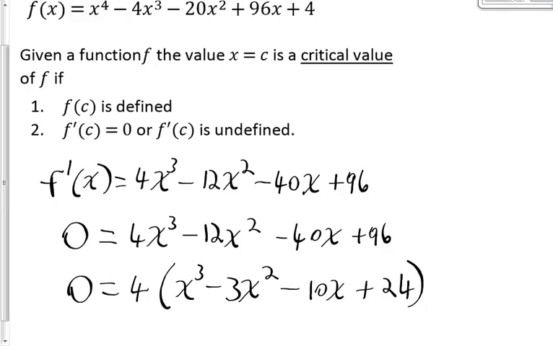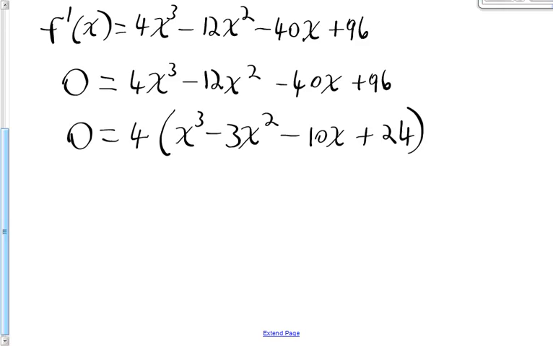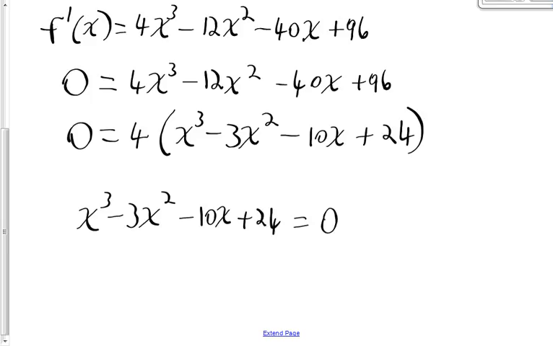So we get this. Since 4 is a constant, 4 will never be equal to 0. But that means I'm looking for what makes x cubed minus 3x squared minus 10x plus 24 equal to 0. This is what I'm really looking for. That's the only factor that can contribute to this being 0. So how do we factor this? How do we find factors?